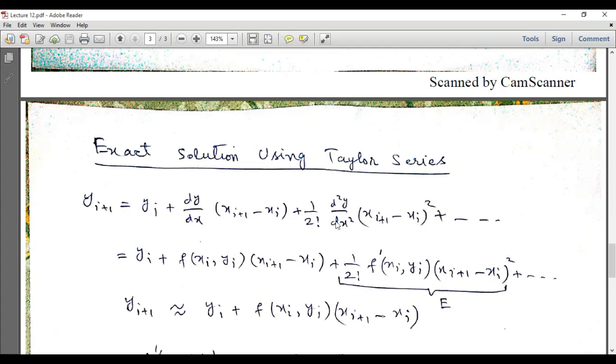So this is the evaluation of the next value using the Taylor series expansion. So y i plus 1 is equal to y i, plus dy by dx, which is equal to f of x i, y i, into this step size, plus 1 by 2 factorial. So the double derivative of y with respect to x is actually the single derivative of this function, because the single derivative of y is equal to f of x y. So the double derivative of y will be f derivative of x y multiplied by this square, plus so on.